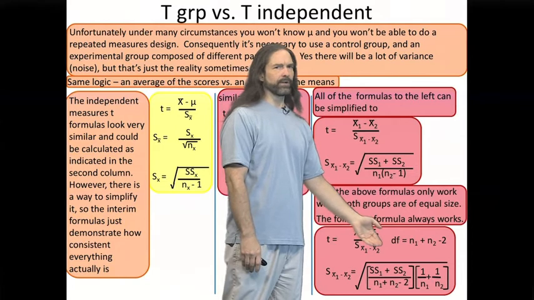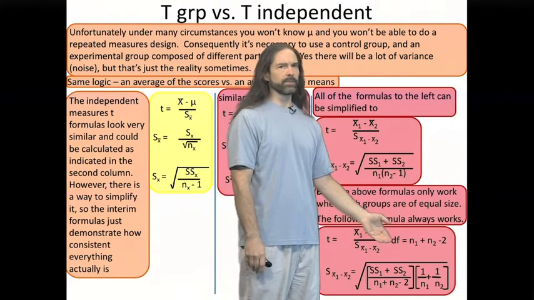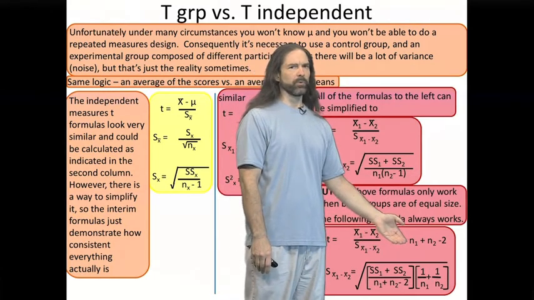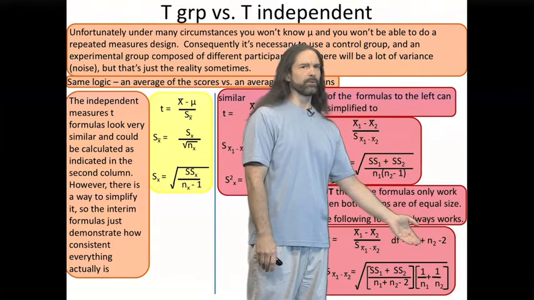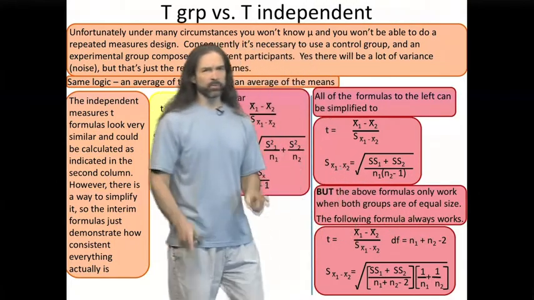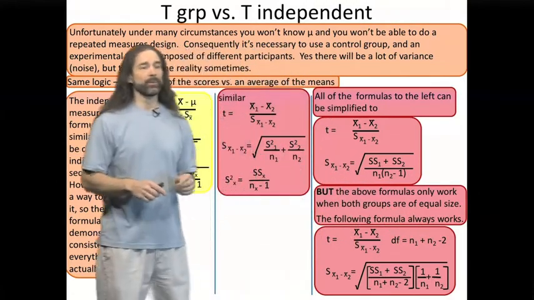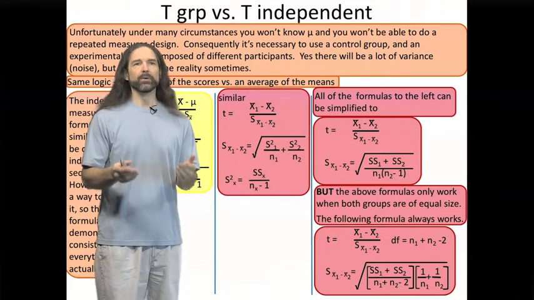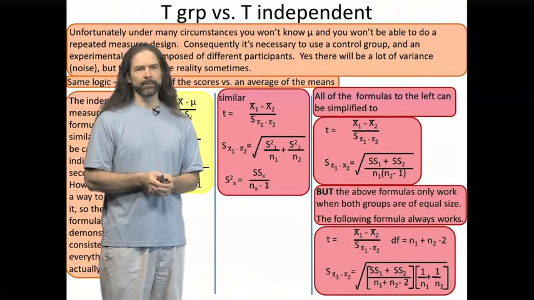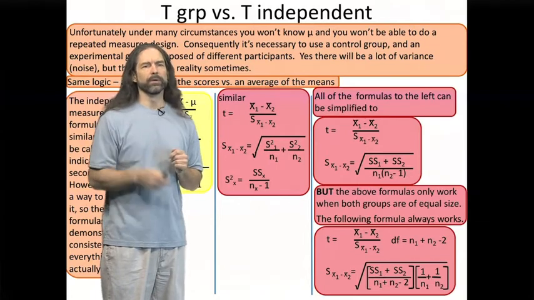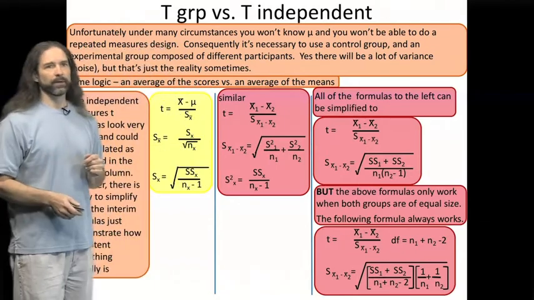The degrees of freedom for an independent measures t-test is the number of observations for group 1 plus the number of observations for group 2 minus 2. Why is that? Because we have two groups now, and we're using those two samples to estimate two population parameters, so we lose 1 degree of freedom for each estimate that we're doing.